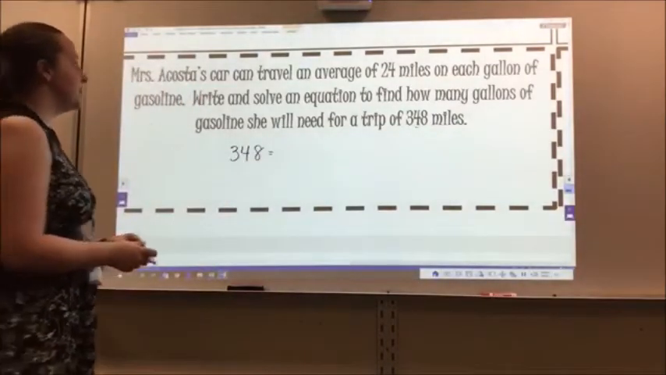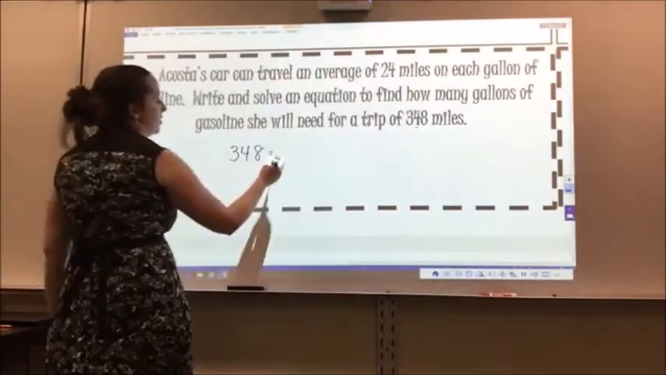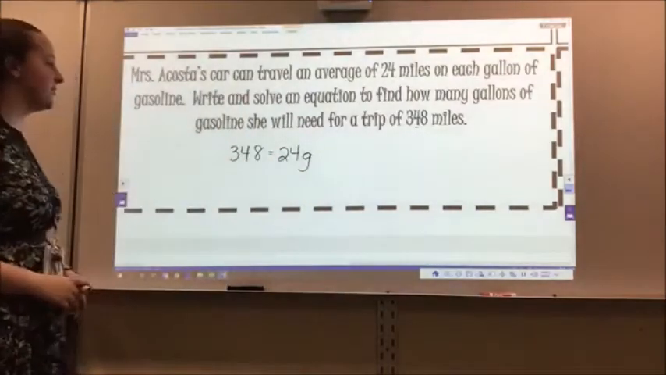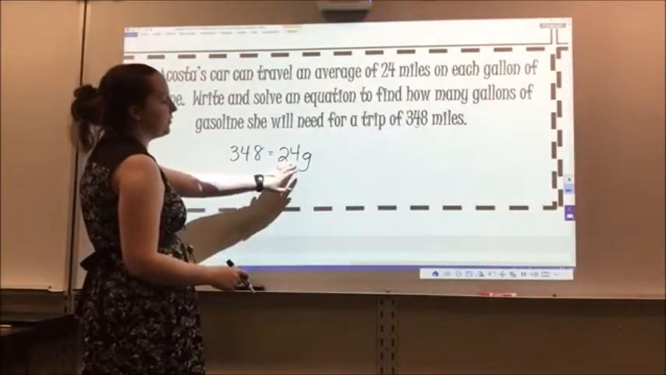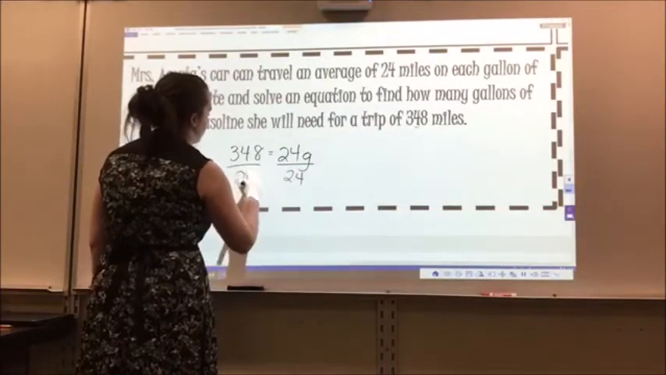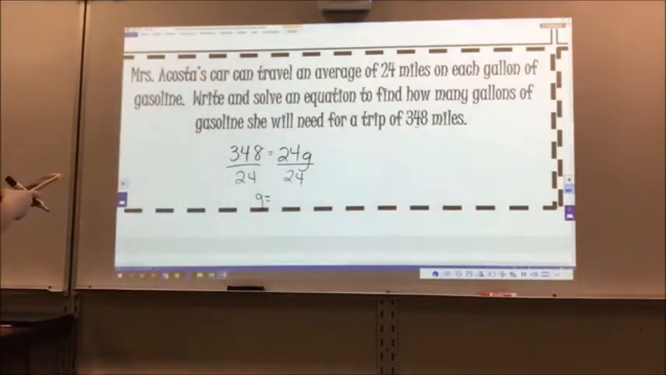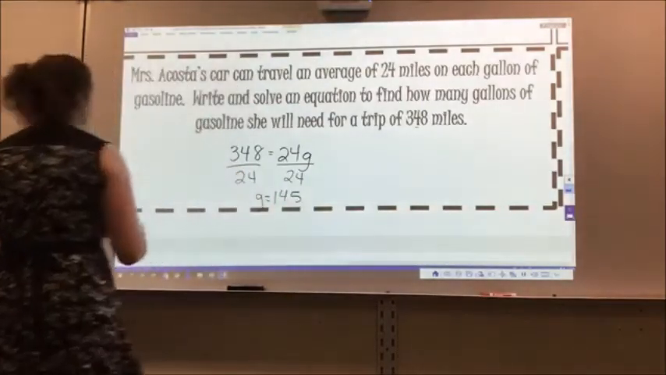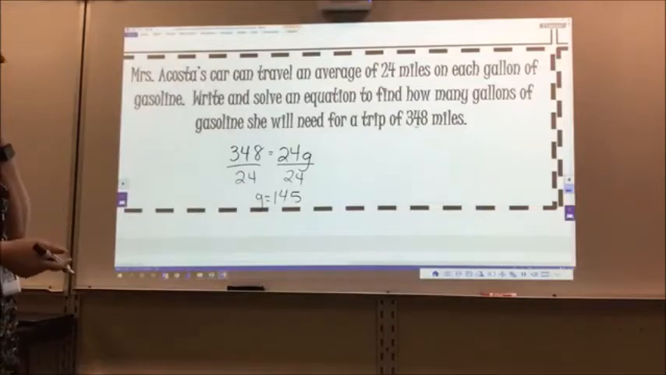Okay? It tells me in the problem she travels an average of 24 miles for every gallon of gasoline. So 24G, where G is going to represent my gallons of gasoline. Okay? So from here, since I'm multiplying 24 times G, I'm going to divide both sides by 24, which will give me 14.5. Okay. So she'll need about 14.5 gallons for the trip.